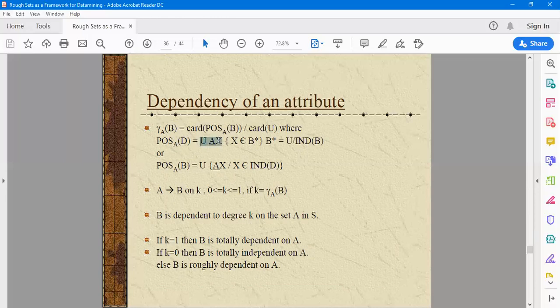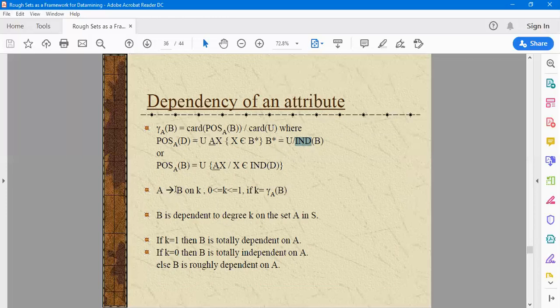So you calculate all the lower approximations on each of the equivalence classes. Okay, so every equivalence class should be a member of B star, and B star should be a member of the entire indiscernibility relation. That means it should be a subset of all the conditional attributes' equivalence classes. Okay, this also we did with an example in our previous lectures.